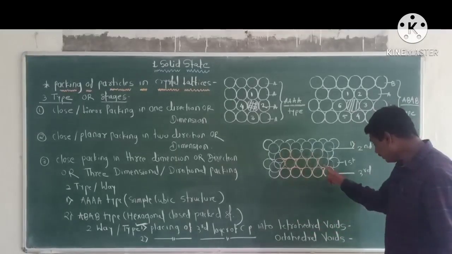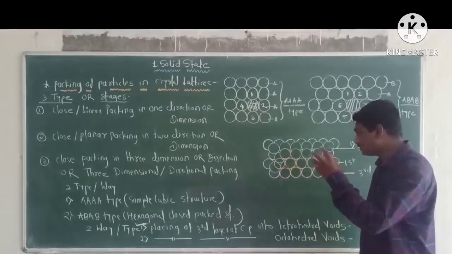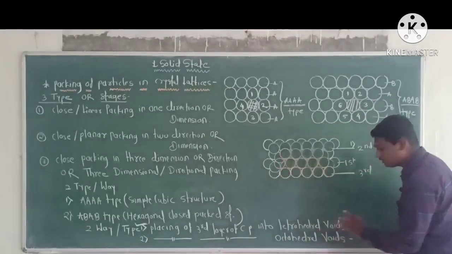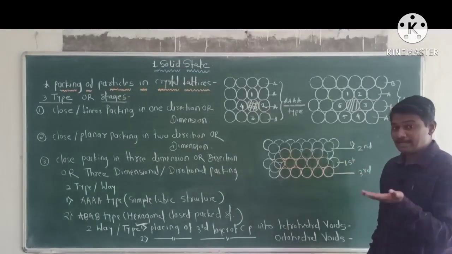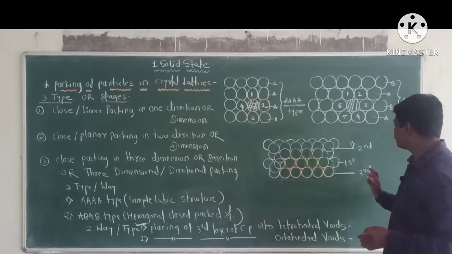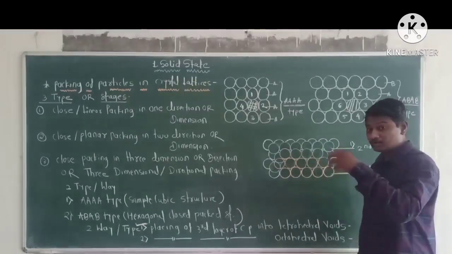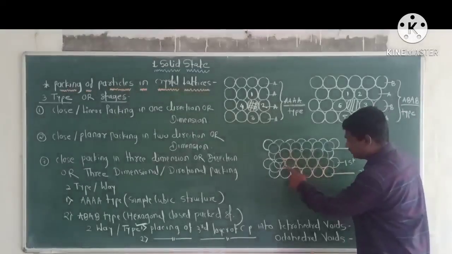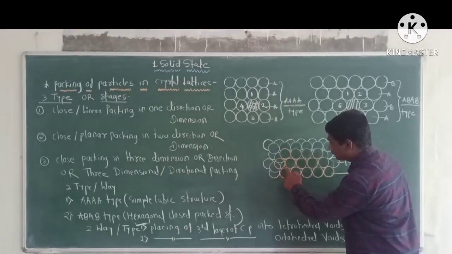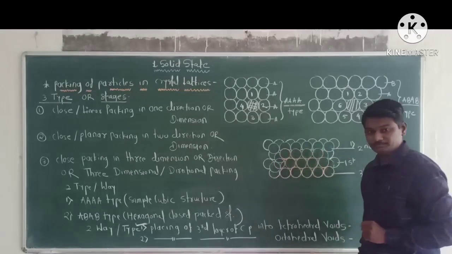Now these orange color constituent particles are exactly fitted into these tetrahedral voids, or these orange color constituent particles are exactly over the constituent particles of the first layer. Look here, these orange color constituent particles are exactly over this white color constituent particle.